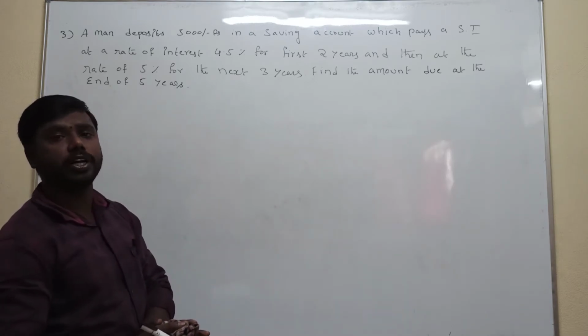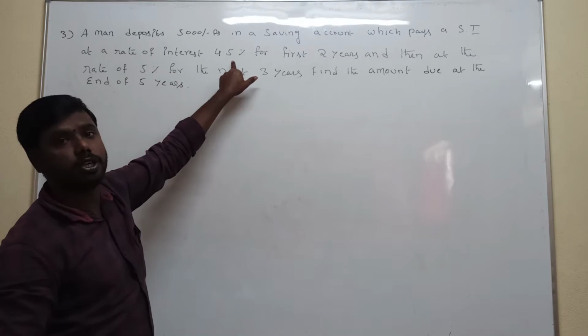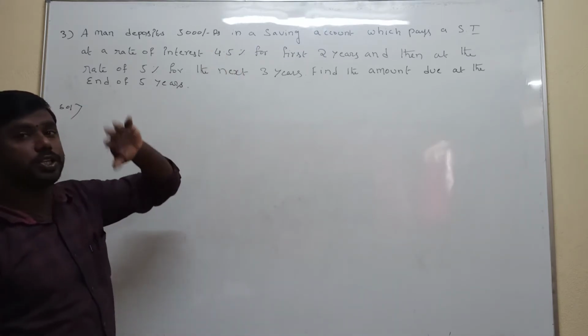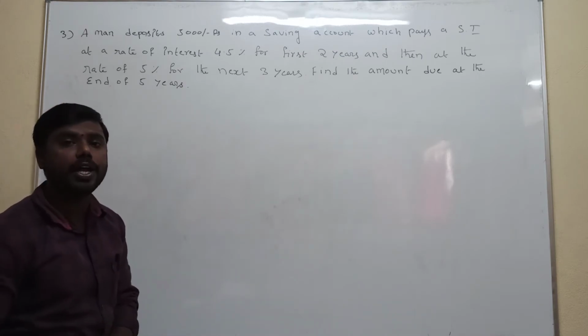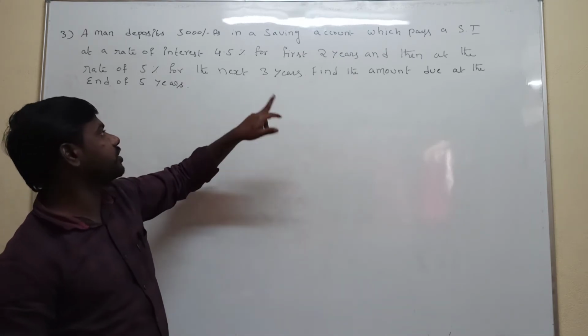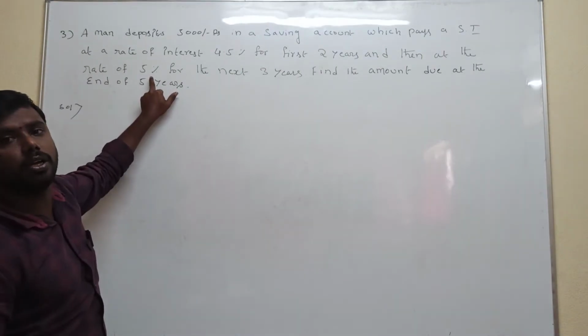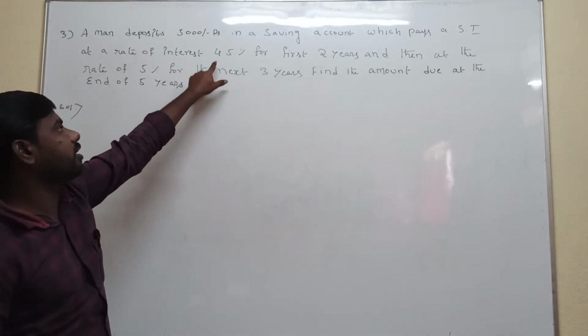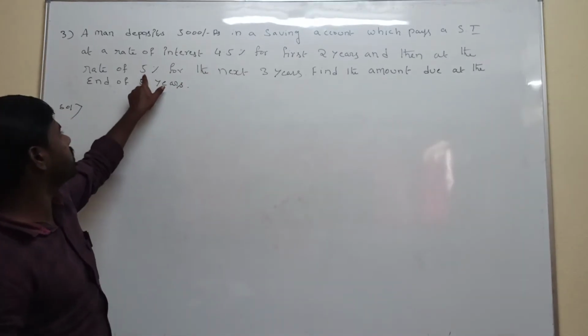What is the simple interest? We don't know, that's why first we have to calculate simple interest. First 2 years the rate of interest is 4.5%. After that, for the next 3 years, the rate of interest is 5%.